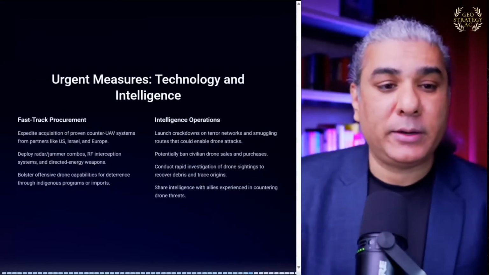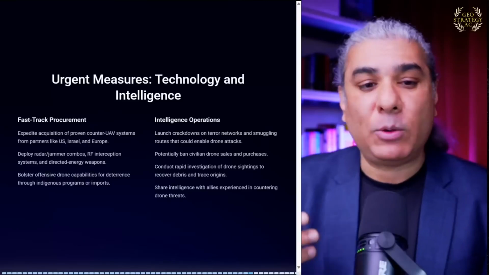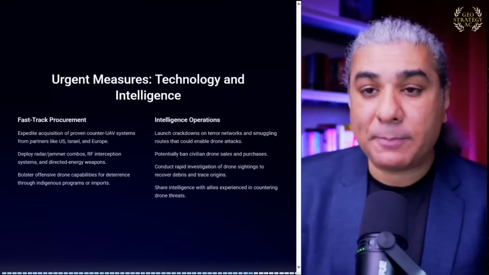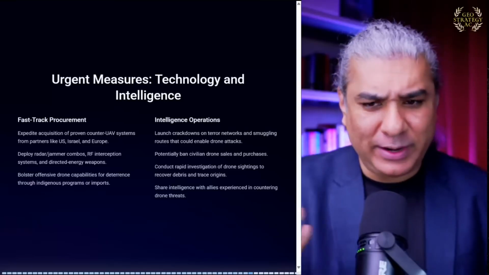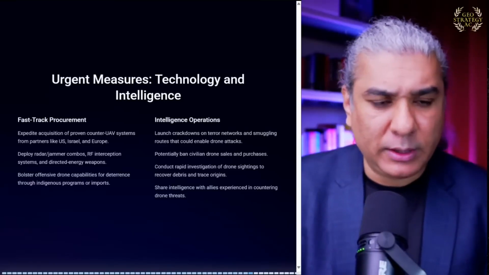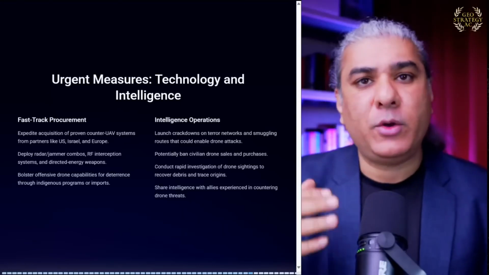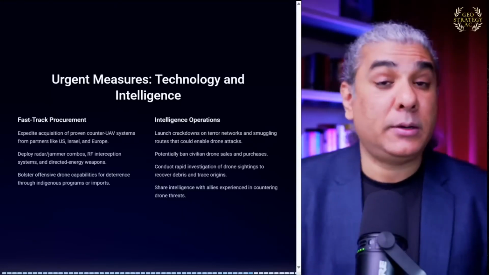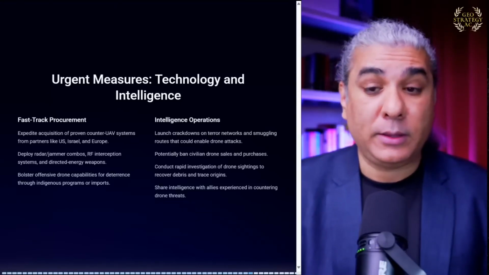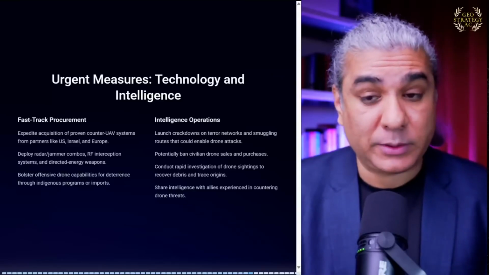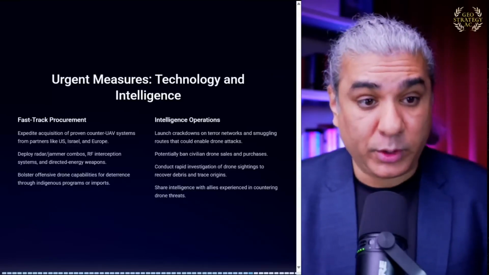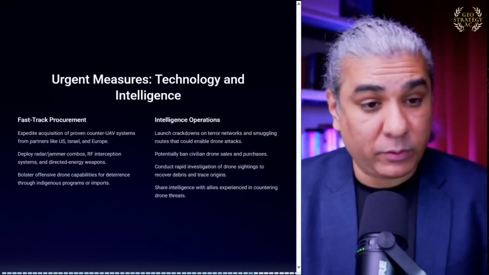We need to expedite acquisition of proven counter UAV systems from partners like maybe the US if they want to give, definitely Israel, maybe European nations, and so on. We must deploy radar jammer combos, radio frequency interception systems, and directed energy weapons. So I think we are making good progress on directed energy weapons, laser weapons, and so on. Deploy these, maybe other kinds of weapons, microwave or whatever.